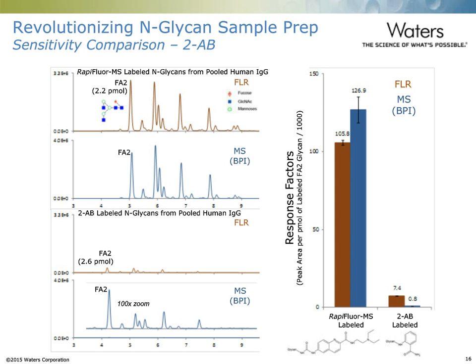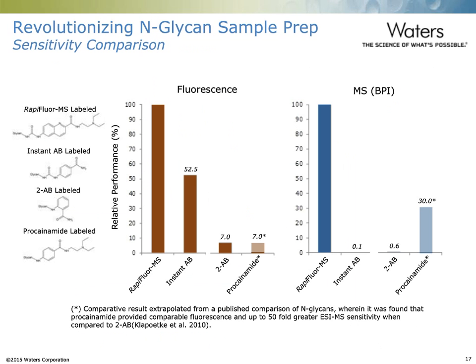To summarize these benchmarking experiments, the response factors from alternative labeling reagents have been plotted as percentages against the response factors of RapiFluor-MS. Gains in sensitivity are apparent in this plot since it portrays response factors for InstantAB and 2-AB normalized to those of the new label. In this figure, the performance of reductive amination with another alternative labeling reagent, procainamide, is also provided.